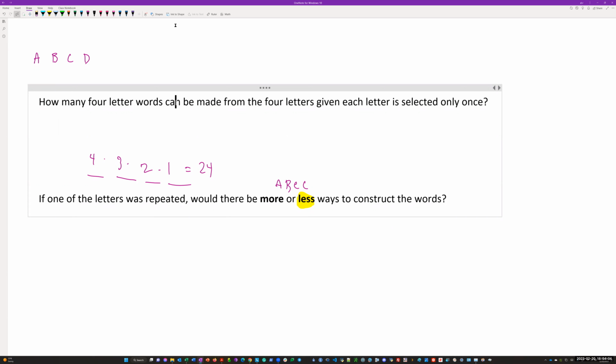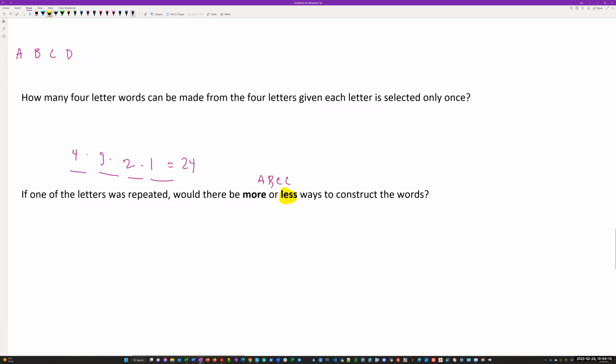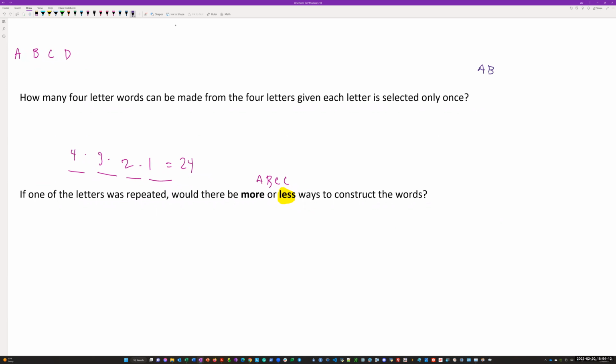Because in the first one, if I do, let's say, A, B, C, D, right? You could switch the C and the D and you would get a different word. Is that right? But in this one, if you switch these 2, nothing happens. Is that correct? There has to be fewer. Does that make sense?